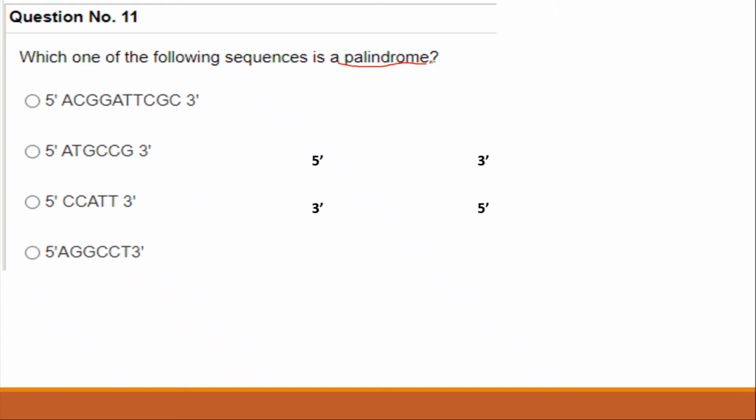Question number 11. Which one of the following sequences is a palindrome? A palindromic sequence is a nucleic acid sequence in a double-stranded DNA or an RNA molecule wherein, in a certain direction, say 5' to 3' direction, one strand will match the other strand if you read again in the 5' to 3' direction on the complementary strand.